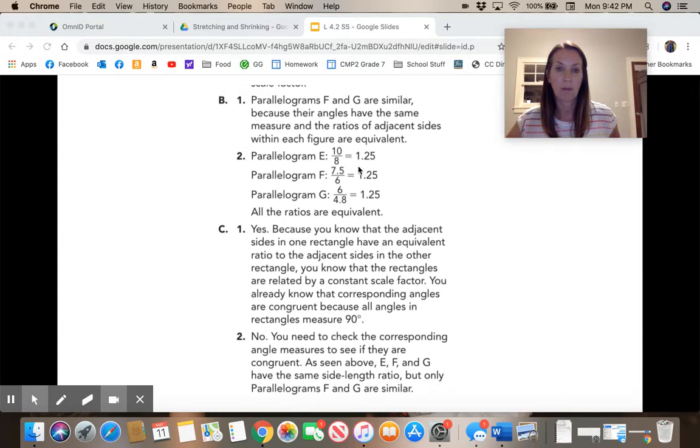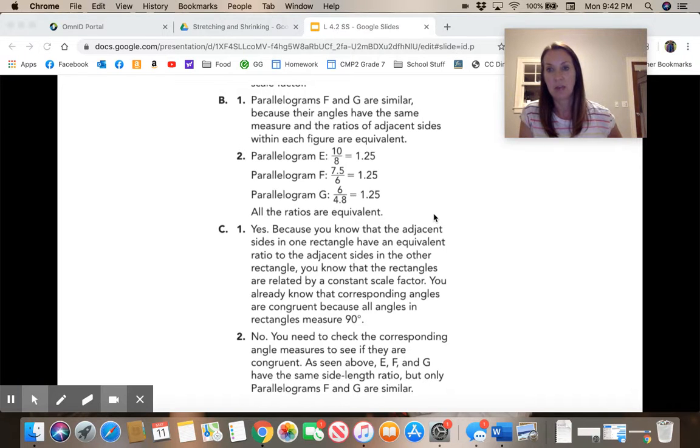So here is where it might be necessary to change them into a decimal to see if they're equal. Additionally, know that in a ratio, you are allowed to have a decimal on the top or the bottom because you're not making a fraction. C1, the answer is yes, because you know that the adjacent sides in one rectangle have an equivalent ratio. And because all rectangles have 90 degrees, all you need to know is the ratio is equal. And in C2, no, you could not determine that a parallelogram was similar just by ratio because you would need to check the corresponding angles.